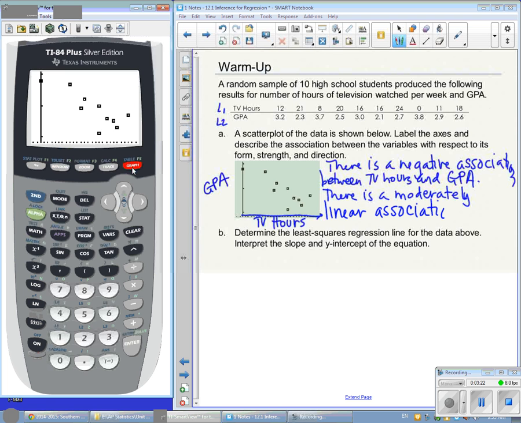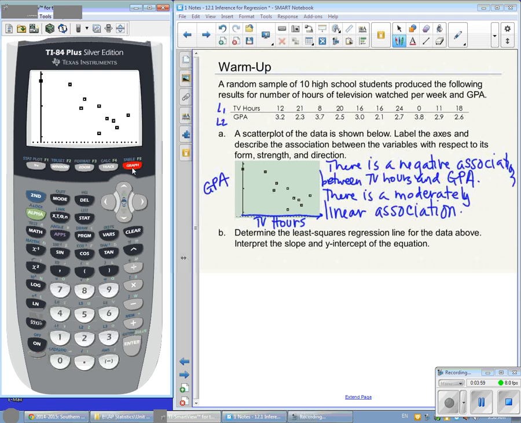It is pretty subjective. But there is a value that we can look at that will help us make it a little bit more objective. What is it? R squared and what else? R. R in and of itself, our correlation coefficient, describes the strength and direction and gives us a more objective figure. When you're just looking at the scatter plot, it is relatively subjective. So there's a negative association between TV hours and GPA. You could also say that in general, the more TV watched, the lower the GPA.